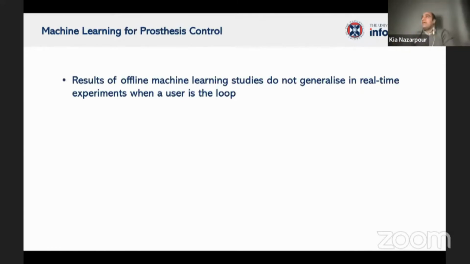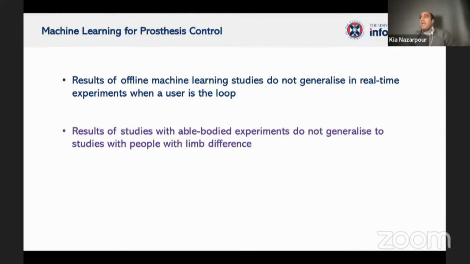In the laboratory, most of the research done so far is based on offline machine learning or offline pattern recognition, which we know does not generalize in real-time experiments when a user is in the loop. Results of studies with able-bodied participants do not generalize to studies with people with limb difference. Most of the pattern recognition studies in the university or academic sector are based on able-bodied people, and they do not generalize to people with limb difference.